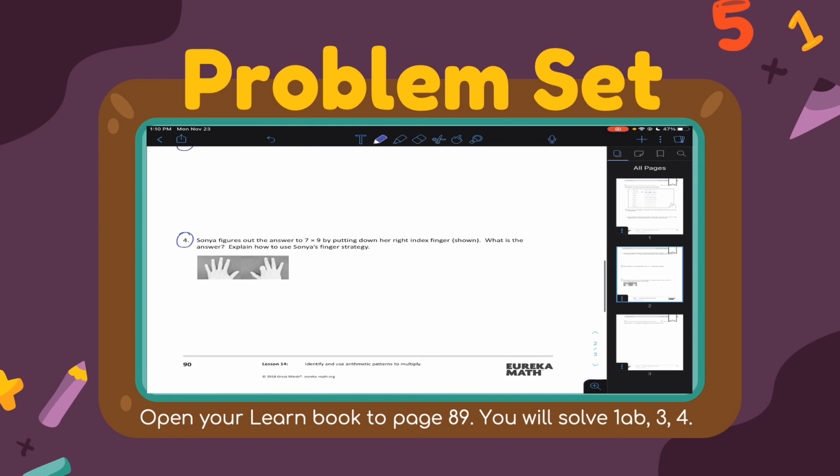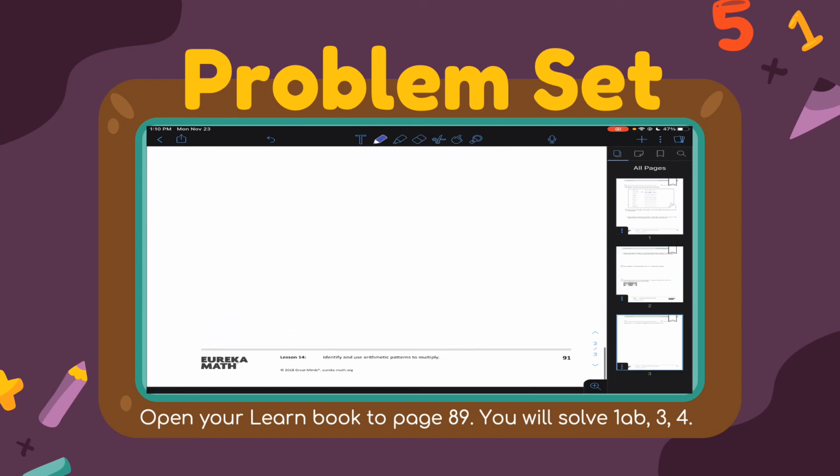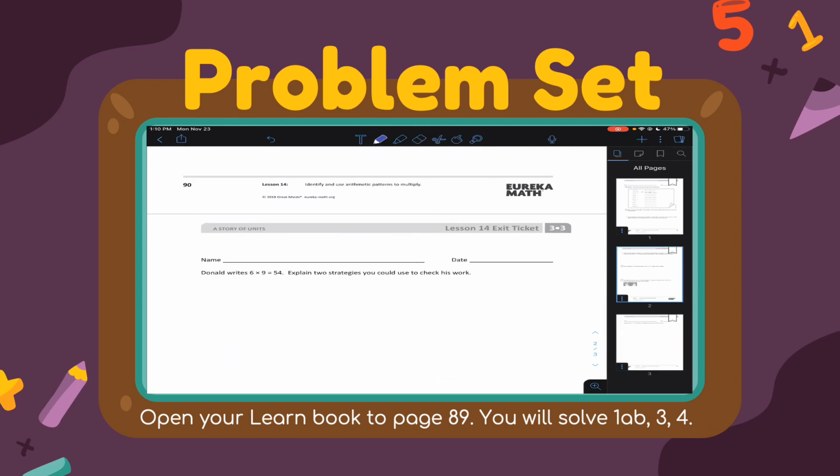All right, and then after you finish those, then you will turn to the next page and complete your exit ticket, which is on page 91. Remember to upload your exit ticket and then complete today's math check-in. And remember, we've got 1:30 math this afternoon if you need some more help with your 9's strategies that we've practiced today. We'll see you this afternoon.